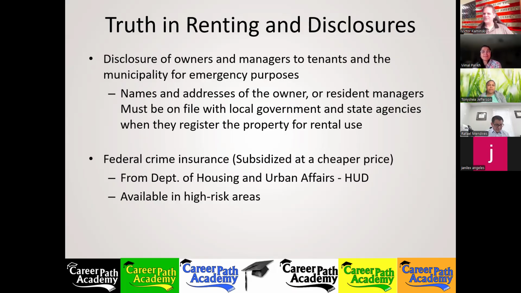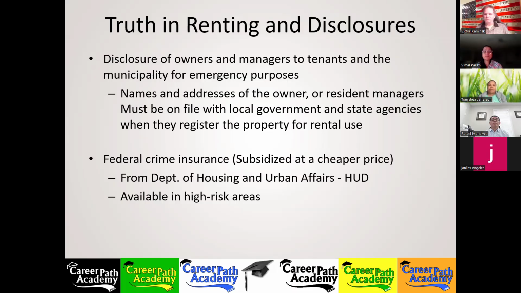How do I know there's a high risk area that we need to inform them of federally subsidized crime insurance? I'm curious about that one. Wouldn't that kind of be in the discrimination area? That's what I'm thinking. What's a high crime area? Isn't that subjective? Yes, it is.